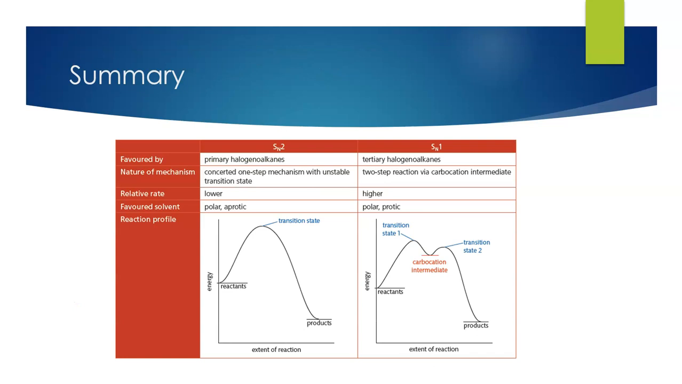This diagram gives us a summary of SN1, SN2, and I strongly encourage you to form a mind map or a revision sheet comparing and contrasting SN1 and SN2 and practice drawing the structures for the reaction mechanisms because you need to be able to often draw these using curly arrow notation in your exam questions.